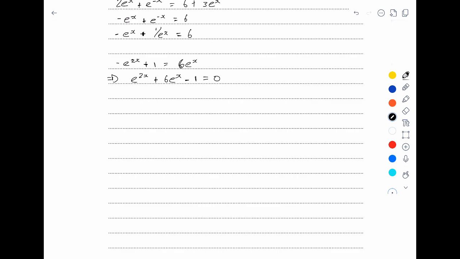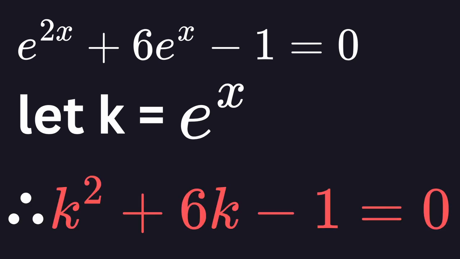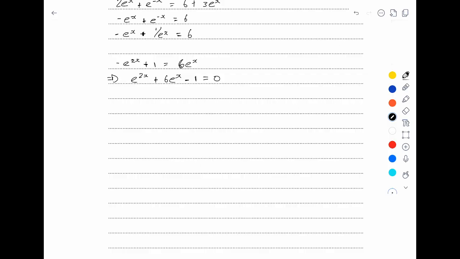So, applying our plan of action, we get the following: e to the power of 2x plus 6e^x minus 1 equals 0. And so as you can see, this is technically a quadratic equation. It's just in a different form. If it's easier, you can let k equal e to the x, and then you'll see the equation morph like this. But for the sake of simplicity, I'm going to be keeping it as simply e to the 2x.